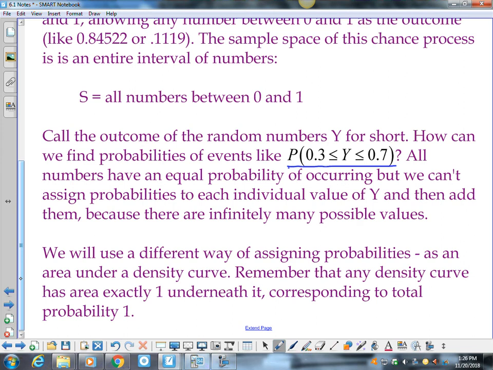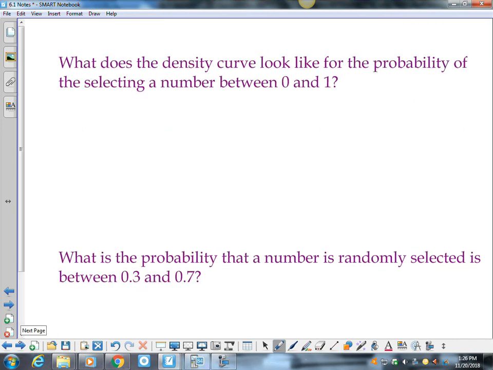If it's a normal distribution, it looks like that. But this is not a normal distribution because every number has an equal chance of happening. What does the density curve look like for the probability of selecting a number between 0 and 1? Straight across. They all have an equal chance.